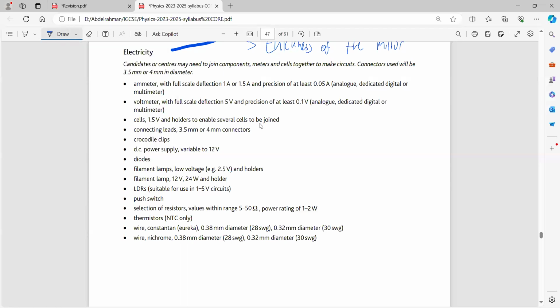Circuits is one of the easier questions, and I really, really hope that you get one of the questions in circuits. Why? Because circuits are quite easy. All you do is take the reading of the voltmeter, take the reading of the ammeter, and measure the resistance, R equals V over I. You can repeat it once or twice.